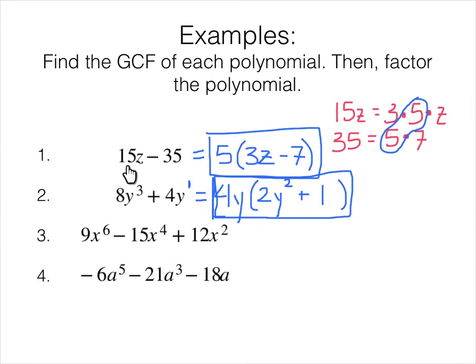5 times 3, 15. 5 times 3z, 15z. We're good for the first term. 5 times minus 7, minus 35.